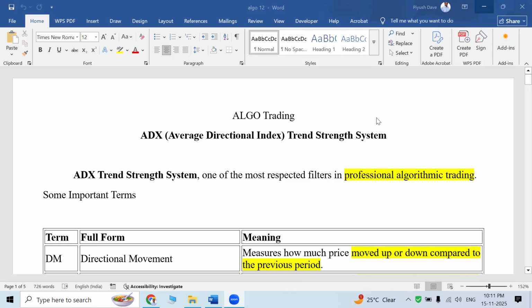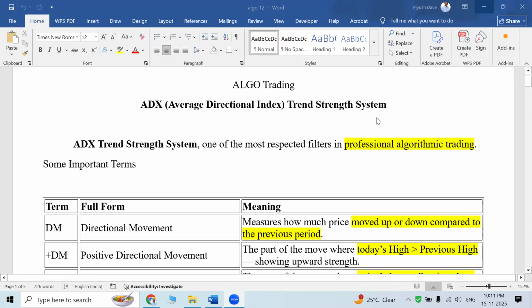An algo trading method called ADX. ADX is the Average Directional Index, and it works with the logic of trend plus the strength of the trend. It is a professional algo trading method. First I'm going to talk about the mathematics behind it, and then I'm going to show you how it actually works in a simulation environment.